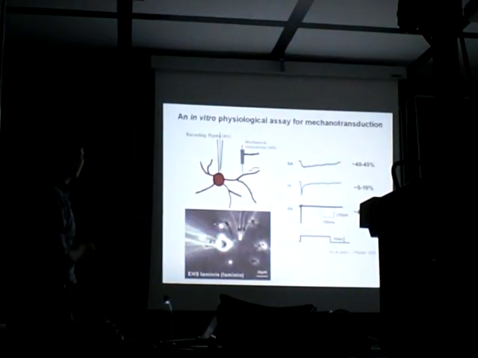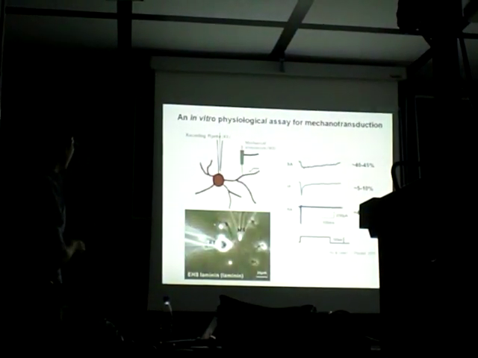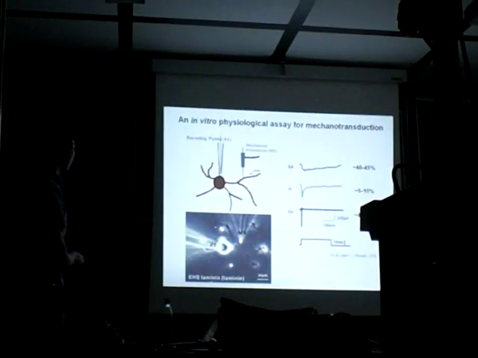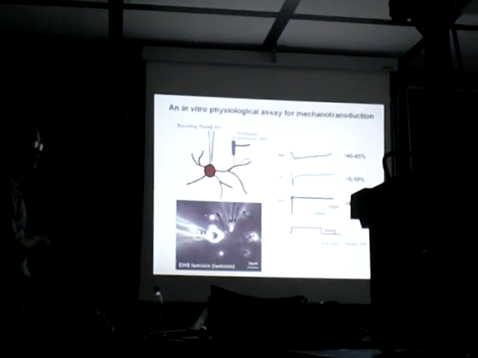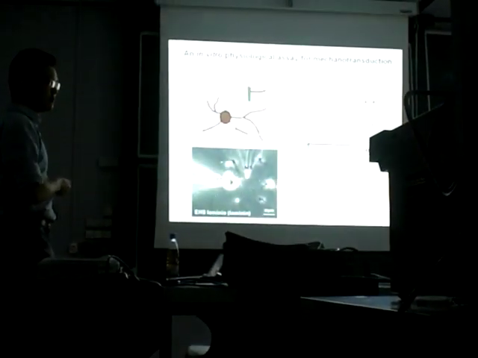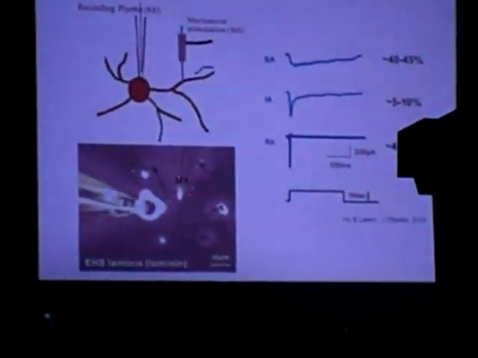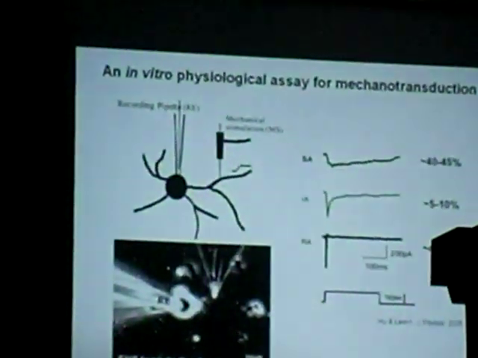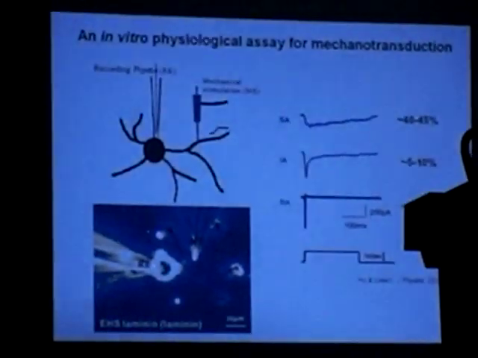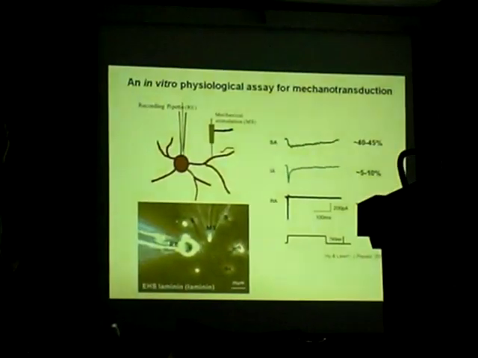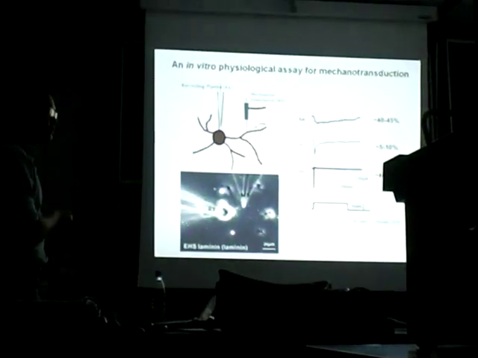What we did is we cultivate sensory neurons derived from the DRG and plated them on a cover slip pre-coated with EHS laminin. EHS laminin contains a mixture of different laminin proteins, laminin 1, 2, 3, 4, etc. And when there's neurite growth, we will poke the neurite, stimulate the neurite, and then record the current from the soma.